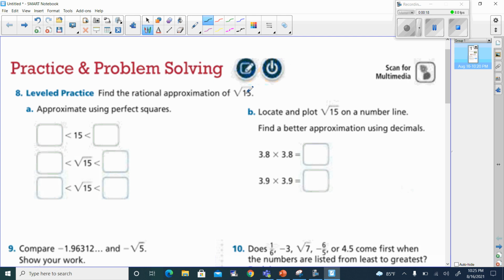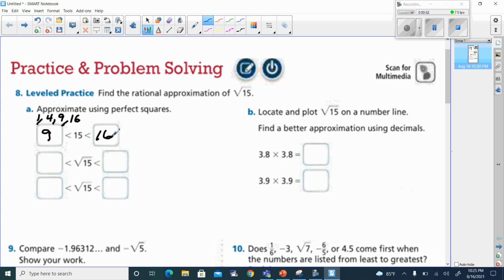We have to think about what numbers that we know, when we multiply them to themselves, will make these perfect squares. So when I take 1 times 1, that's going to give me 1. 2 times 2 is 4. 3 times 3 is 9. 4 times 4 is 16. And you can see that 15 is between 9 and 16, so we'll put 9 over here and 16 here.